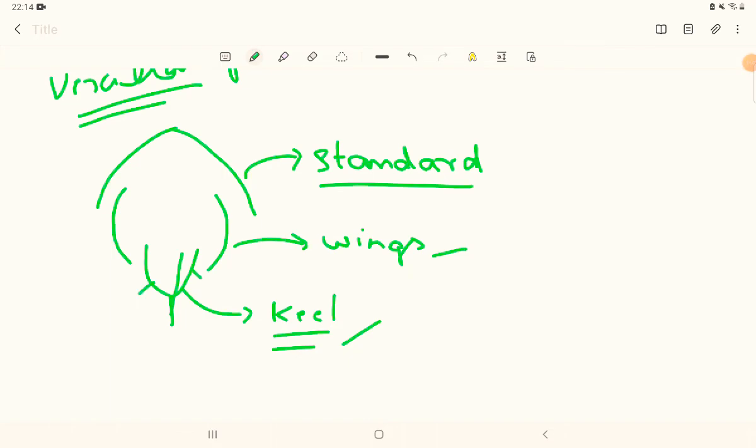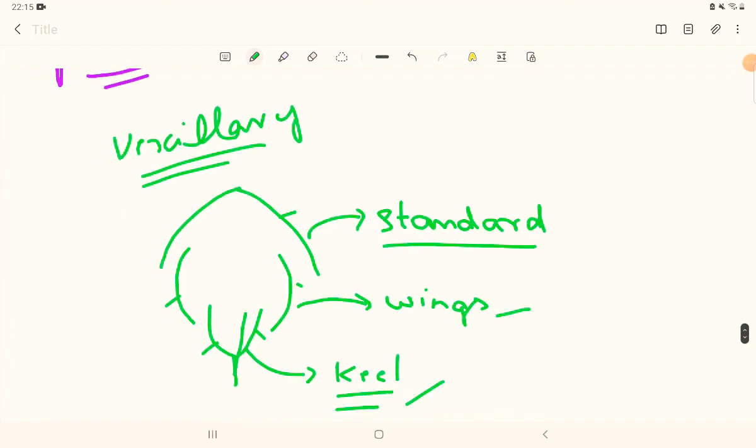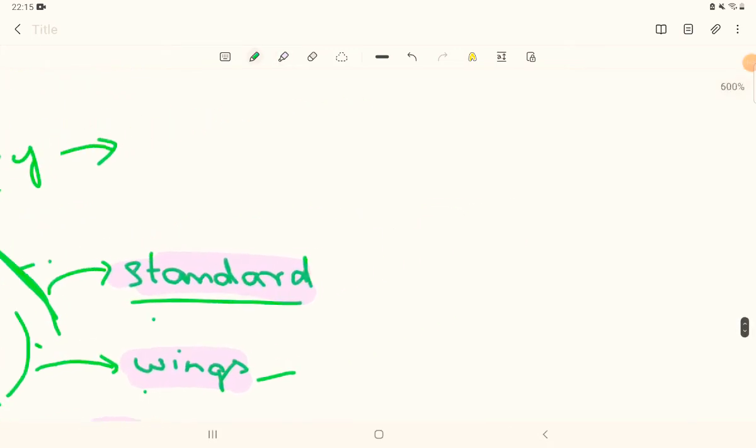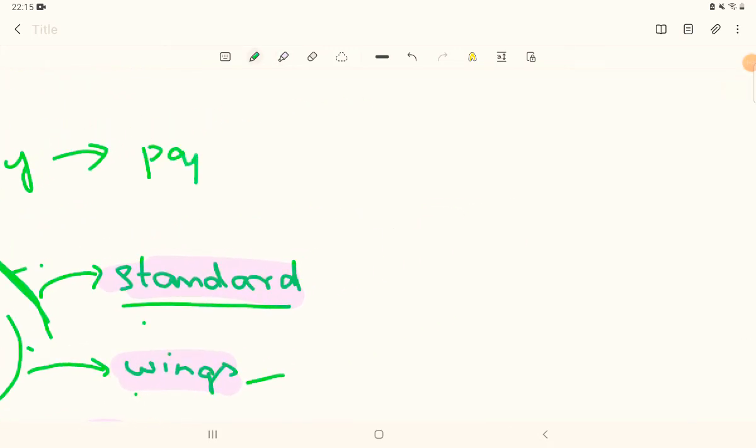There will be 2 wing petals. This is one, this is two, this is three, 4, 5 and 6. This is called standard, this is called wings, and this is called keel. Please do remember these names: standard, wings, and your keel. Fine. We will also be calling vexillary by the other name, that is papilionaceous.